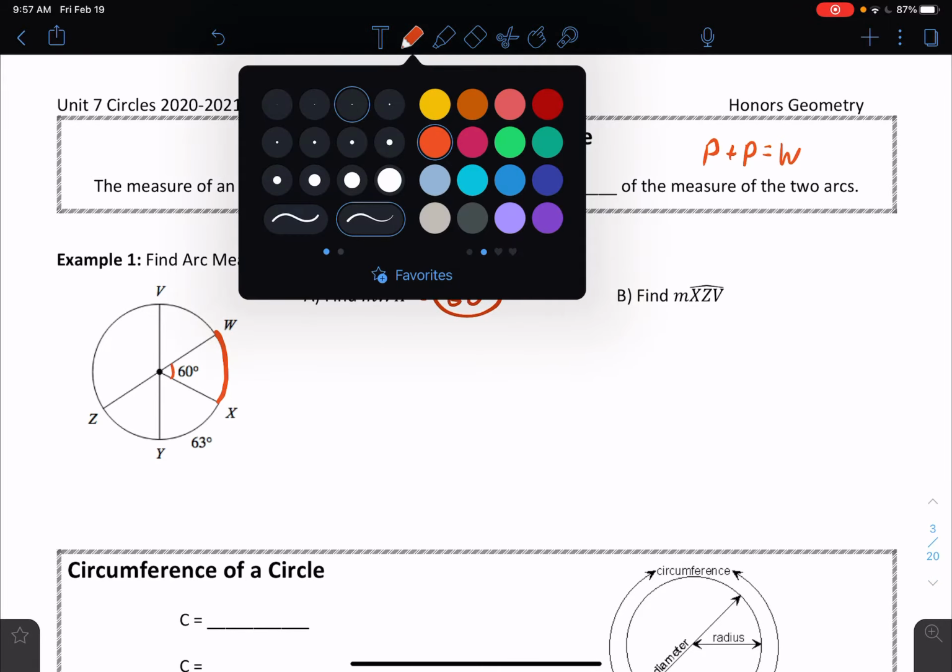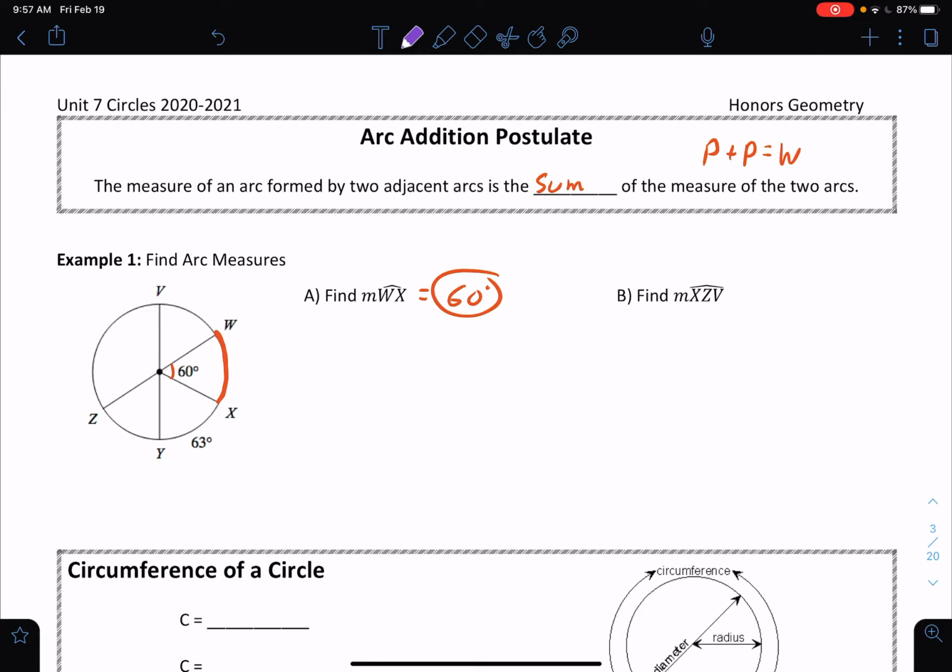All right, next up, we've got the measure of arc XZV. So the order is important. I'm starting at X, I'm going to Z, and then I end up at V. All right, so we know the measure of arc XY is 63 degrees.